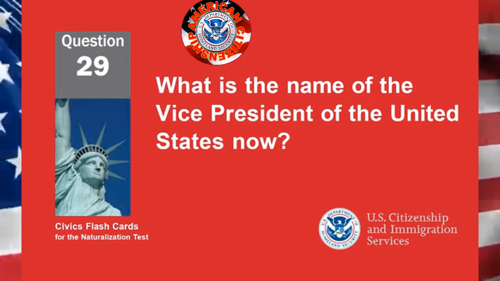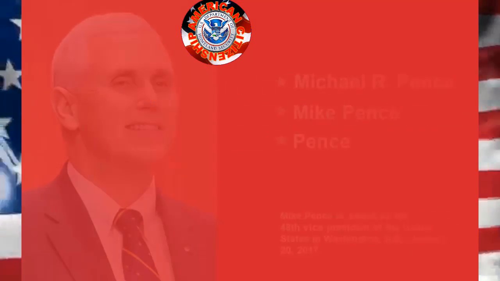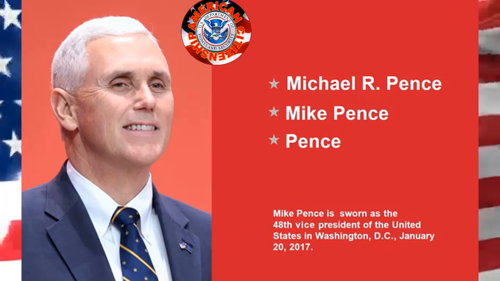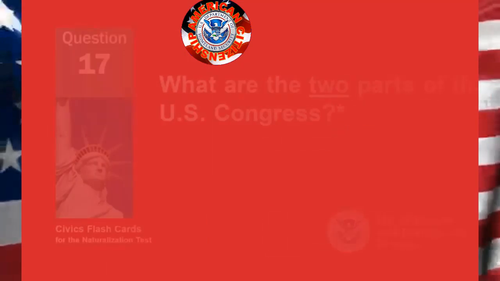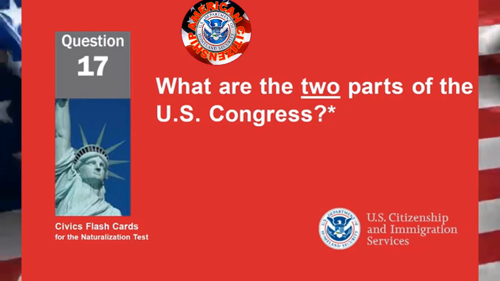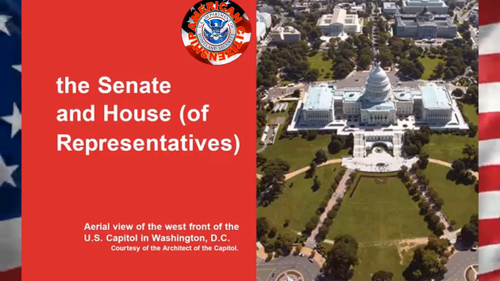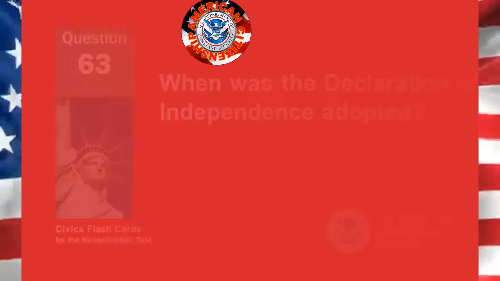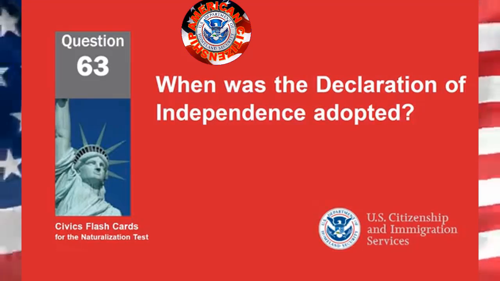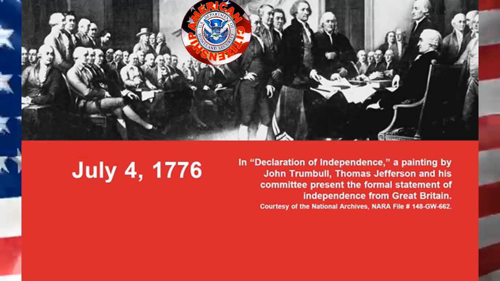What is the name of the Vice President of the United States now? Michael R. Pence, Mike Pence, Pence. What are the two parts of the U.S. Congress? The Senate and House of Representatives. When was the Declaration of Independence adopted? July 4th, 1776.